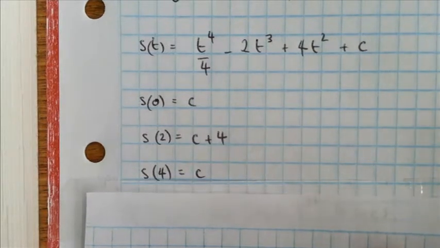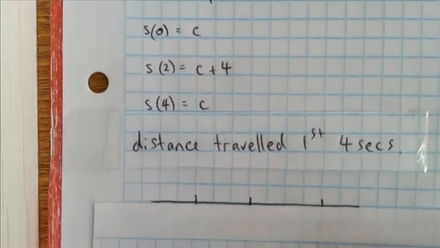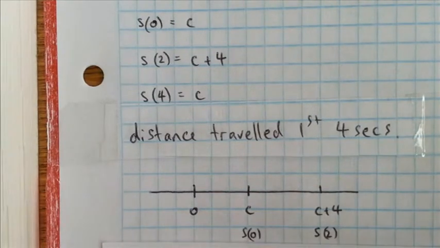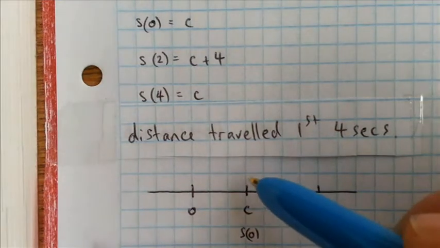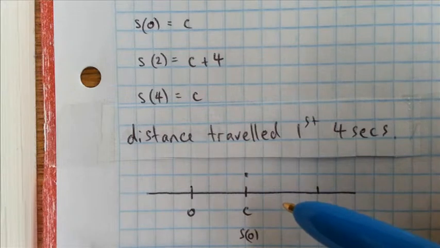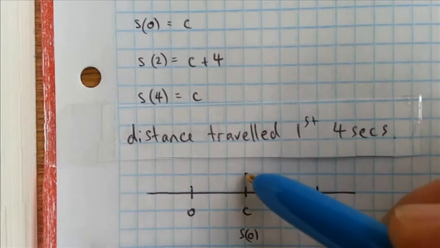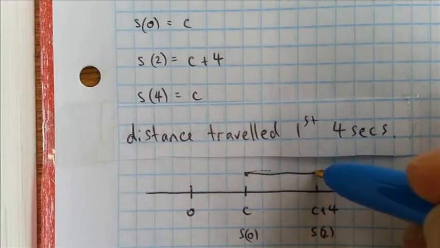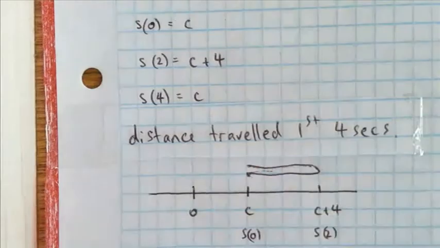And if we draw a motion diagram, we can then work out the distance travelled, and a motion diagram would look somewhat like this. And we have the particle starting at c. From our motion diagram, we are travelling to the right for the first 2 seconds, so we travel across to here, then we turn around again and we end up where we started.